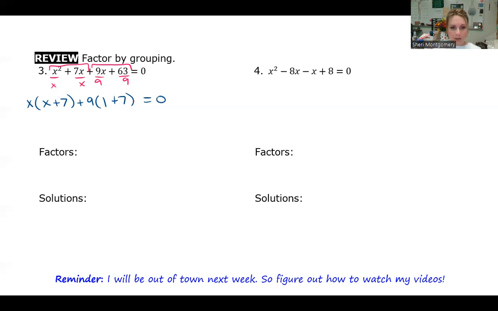So I have another GCF. It's, oh, that should be an X, not a 1. X plus 7. So my factors, X plus 7, X plus 9. And my solutions, what are they?